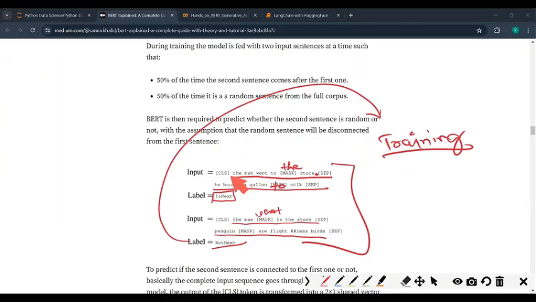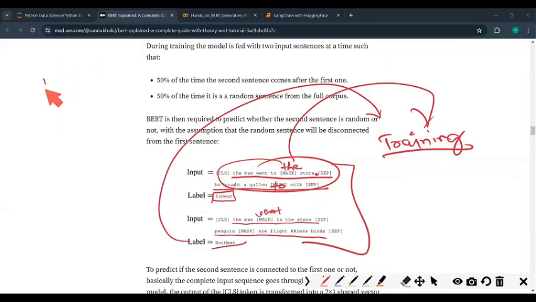There is training data where a statement is mentioned: the man went to the store, he bought a gallon of milk. That complete sentence is given in the training data, but it is broken down into two statements, and your NSP, next sentence prediction, is trying to understand whether the next statement is actually the next of the first one or not. On the basis of the context, it is trying to understand whether the next statement looks like the next of the first one or not.